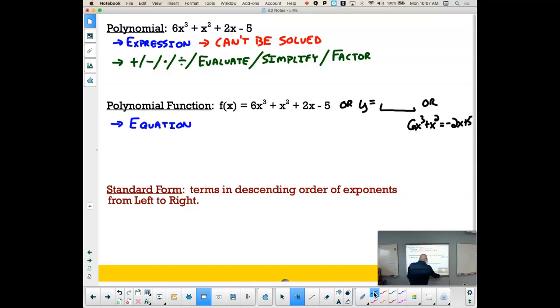Because it's an equality, we can solve it for x. We can graph it for its picture. We can find different things on it. And we can evaluate it also.